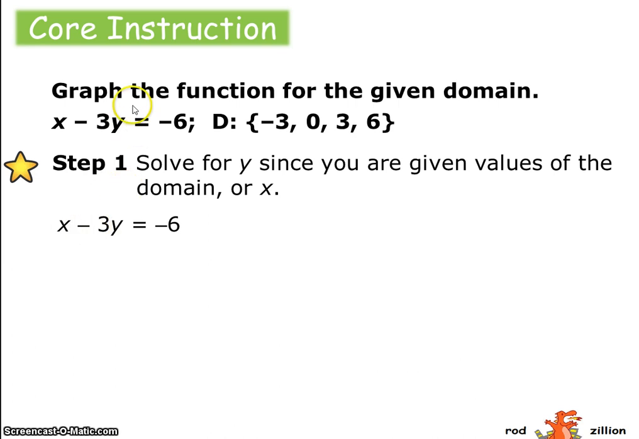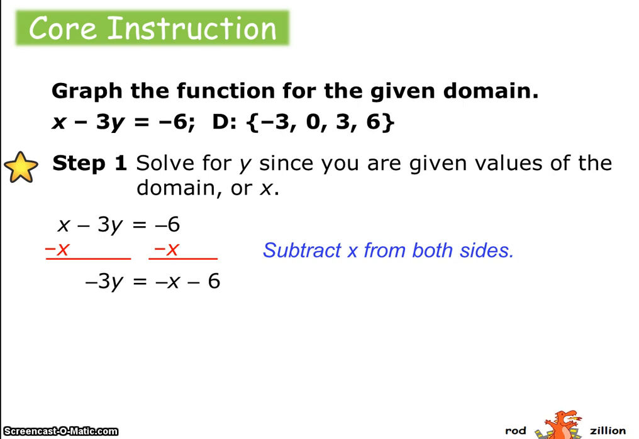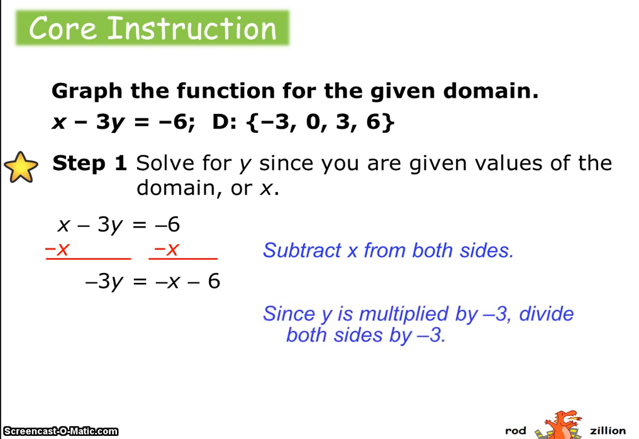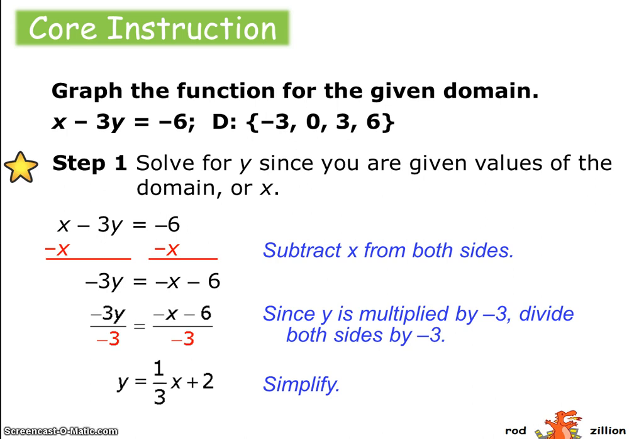So x minus 3y equals negative 6. I'm simply going to solve for y by subtracting x from both sides, and then I'll need to divide by negative 3. So y equals 1/3. To simplify this, remember I can break this apart. This will give me negative x over negative 3. Negative divided by negative is going to be a positive. That's the same thing as 1/3 of x. And then negative 6 divided by negative 3 is a positive 2. Alright, so y equals 1/3 of x plus 2.